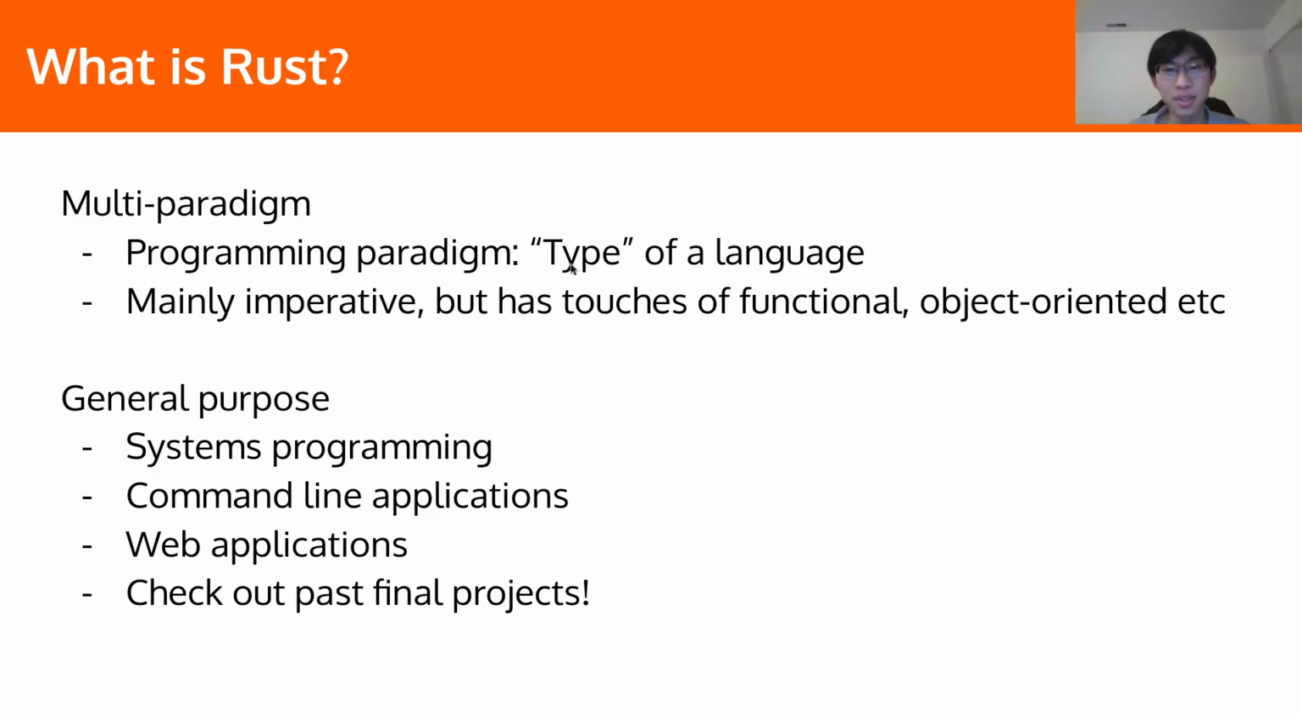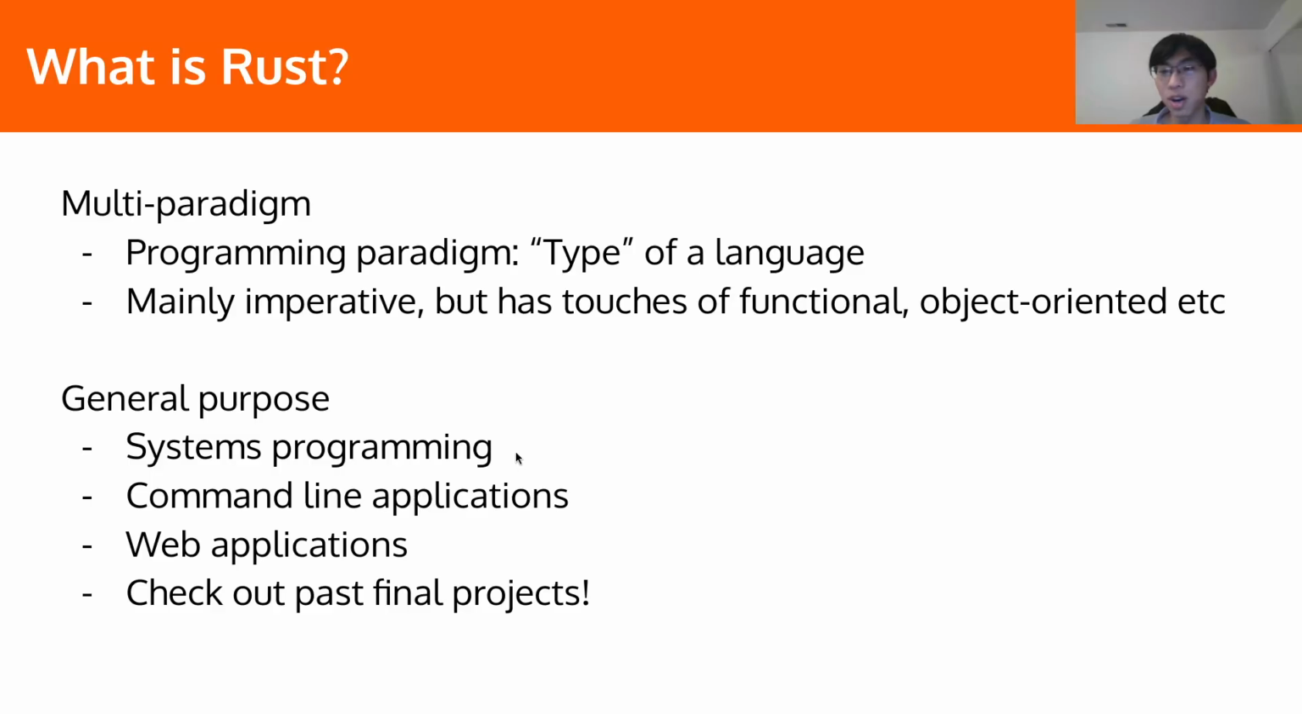But it also has elements of functional programming. Rust, for example, has iterators, algebraic data types, etc. It also has some object-oriented programming, through traits and generics. So it has a lot of different types of features synthesized together into one programming language, right?